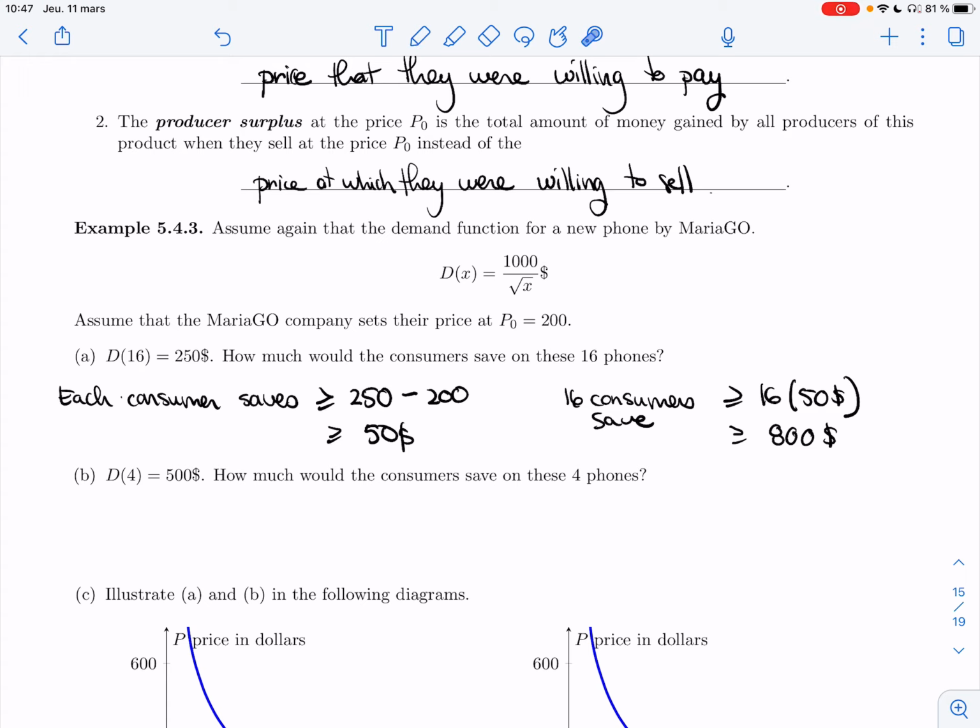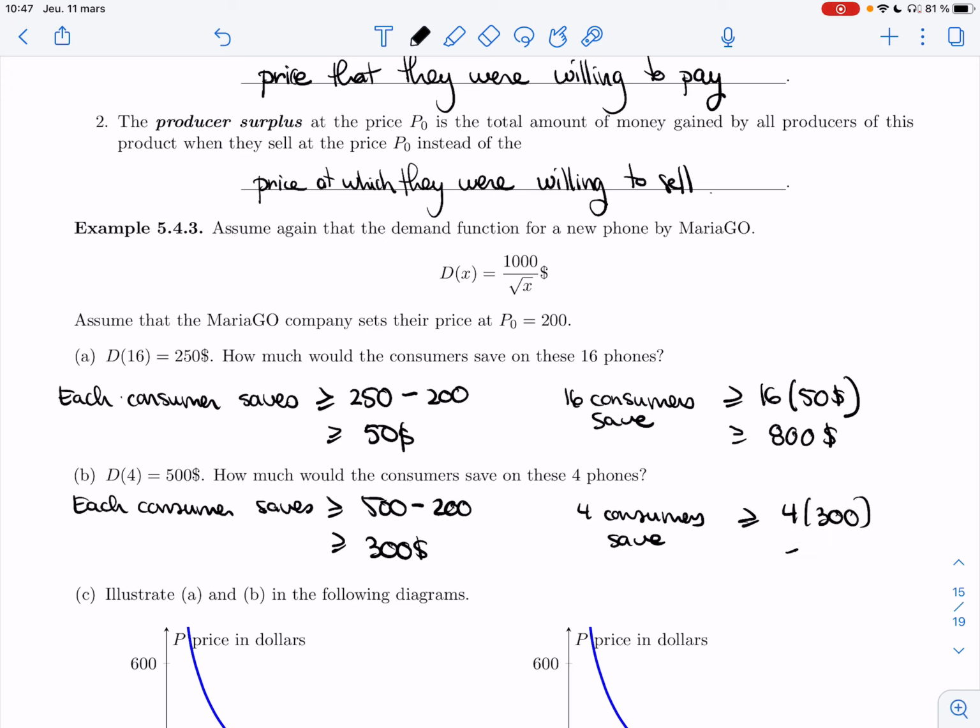But some of these consumers were willing to pay way more. In fact, because D of 4 is 500, these 4 cell phones would have sold for at least 500. So in this case, each consumer saves at least 500 minus 200, so they save at least $300. So these 4 consumers would save 4 times 300, which is $1,200.